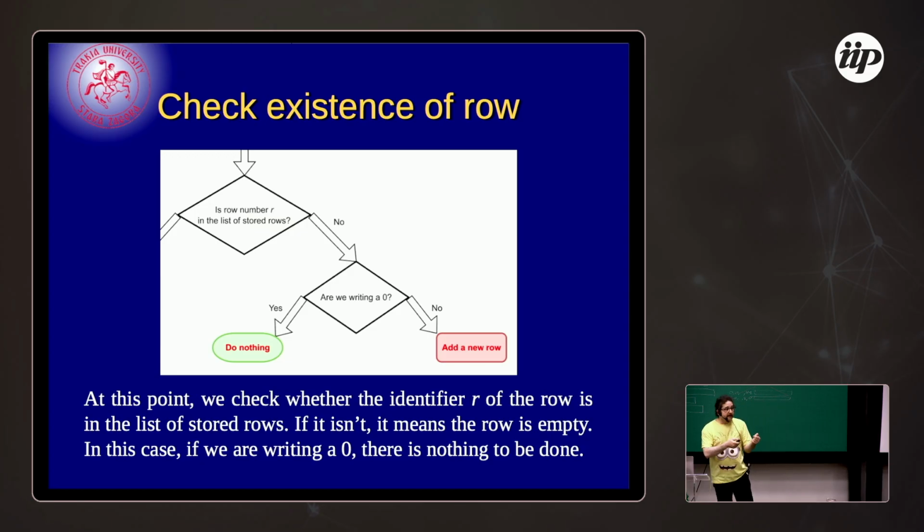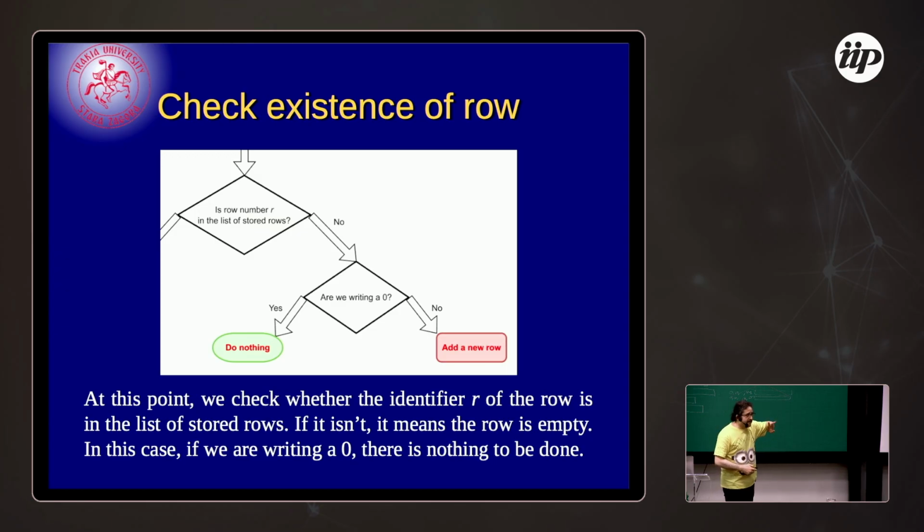Why? The row is not there means that the current state of the tensor is that all the elements in the row are 0. If we are writing a 0, the 0 is already there, so there is nothing to be done. Alternatively, if the answer is no, so we are writing a 1, because it's either 0 or 1, and the row is not there, we need to add a row. So we need to do something and put a new row inside here, do something with the lists of rows and all those things. That's one of the 3 possibilities where something needs to be done, adding a row. And we're going to see it later.